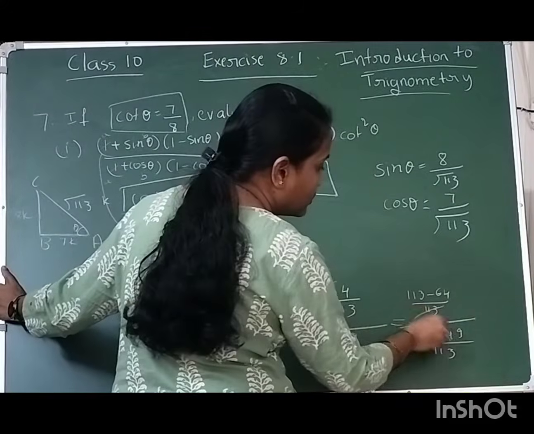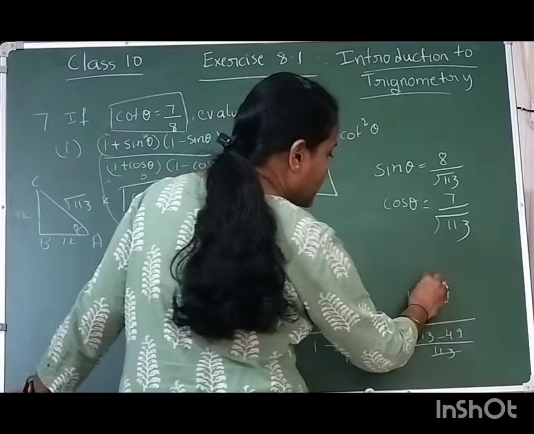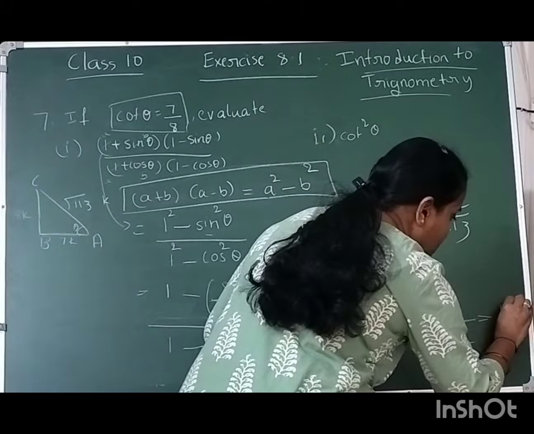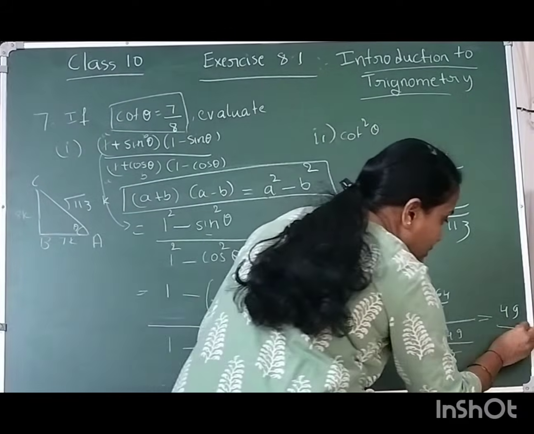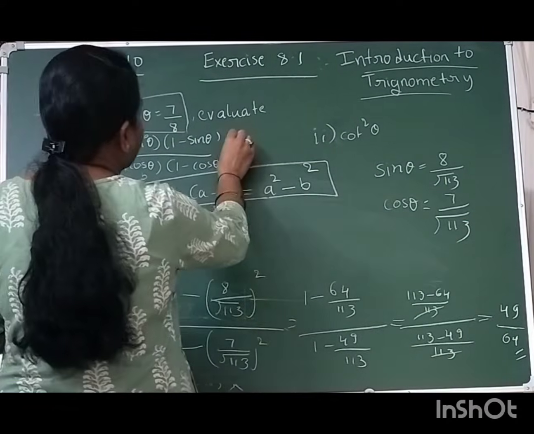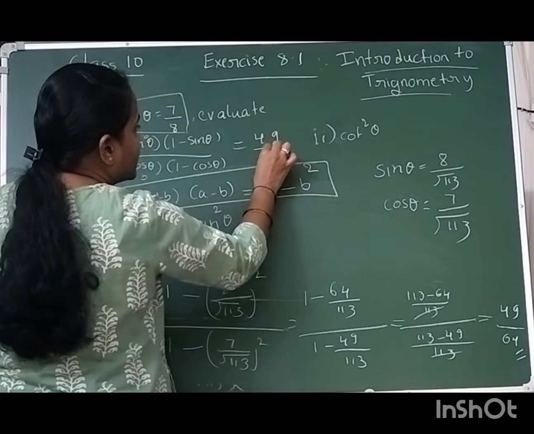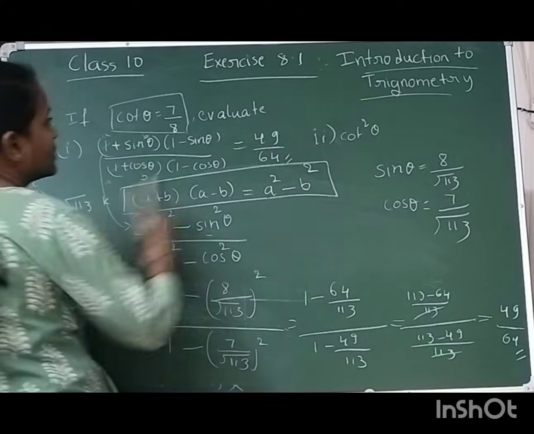So common terms will get cancelled in the numerator and denominator, 113. So 113 minus 64 will get us 49, divided by 113 minus 49, which will get us 64. So the answer is 49 divided by 64.